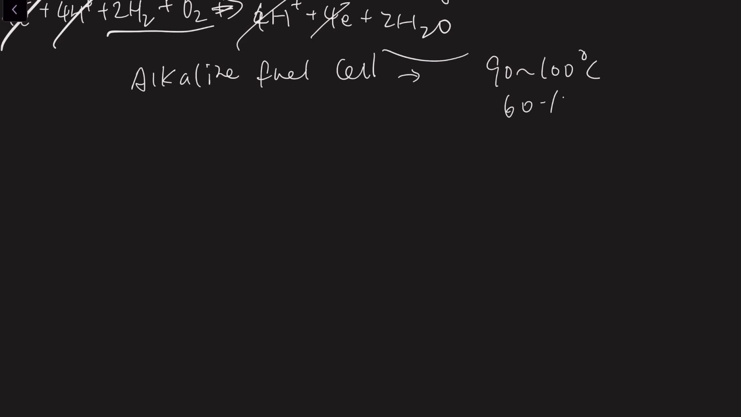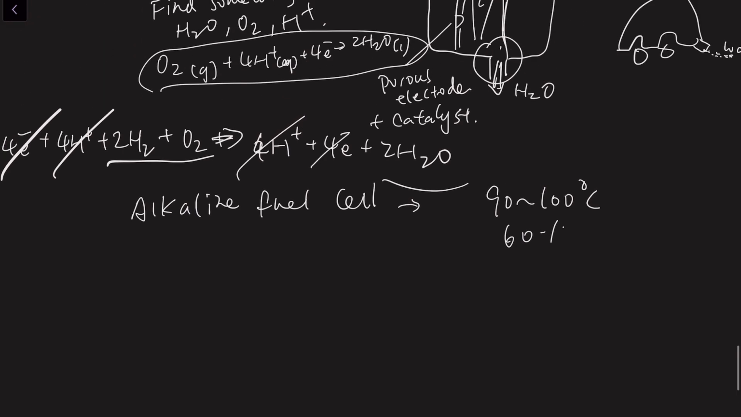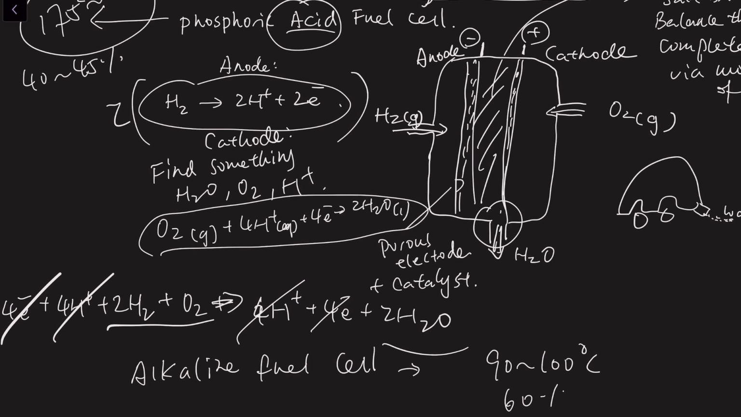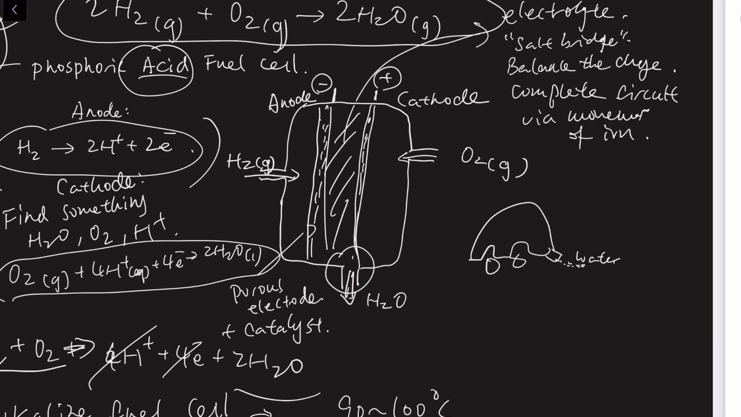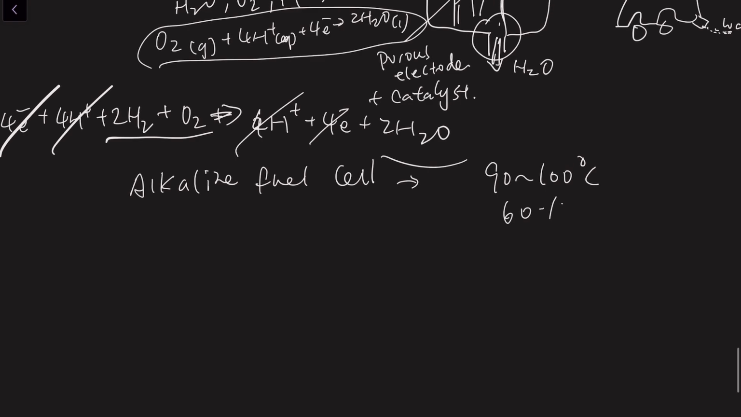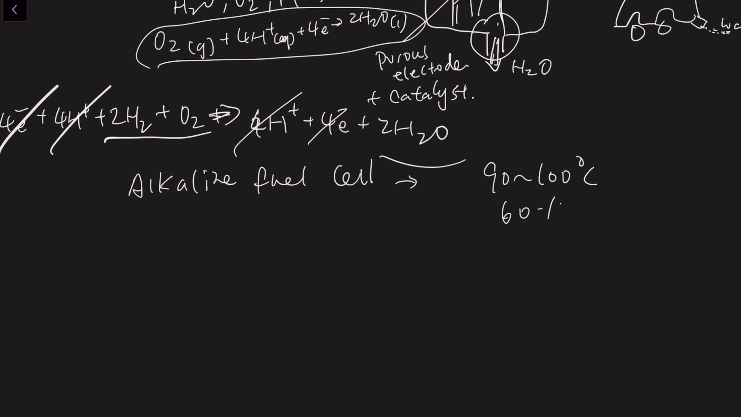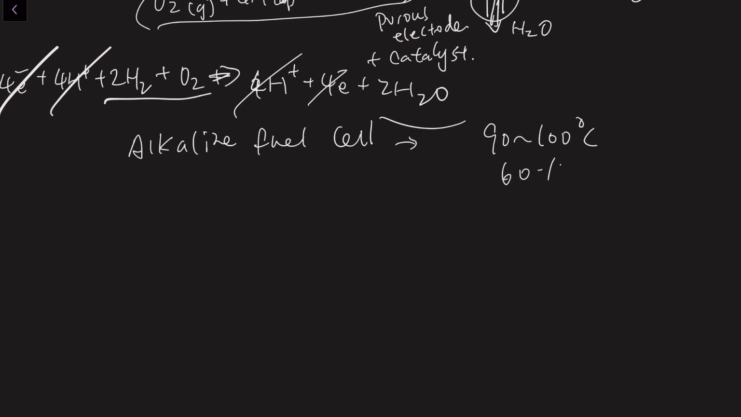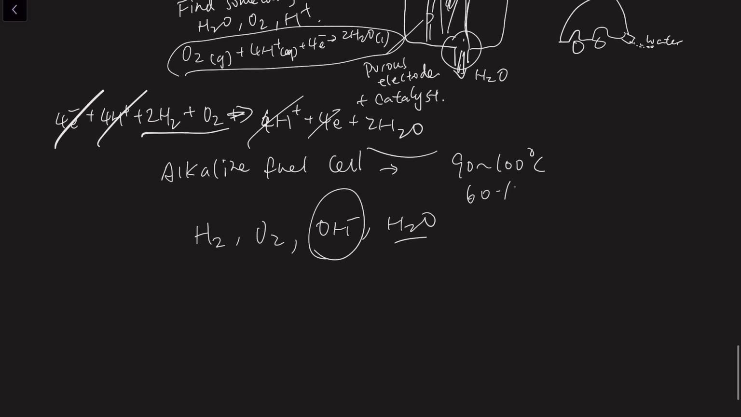So let's look at the anode and cathode reactions for the alkaline fuel cell. The setup should look the same, except the electrolyte becomes basic rather than acidic. So we can actually find the anode and cathode reactions directly from the chemistry data book. All we need is some reaction containing hydrogen gas, oxygen gas, the hydroxide ion, and water. We are looking for hydroxide ion because we are operating in an alkaline environment.